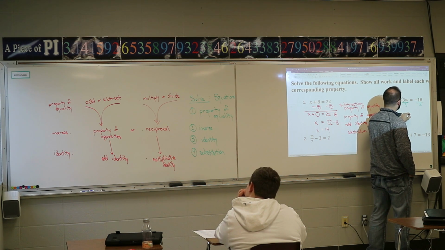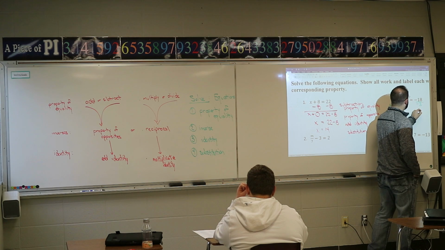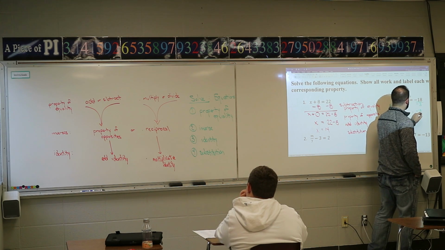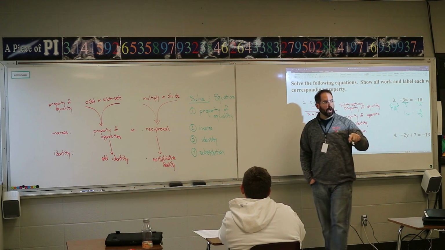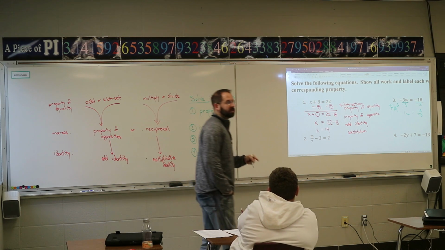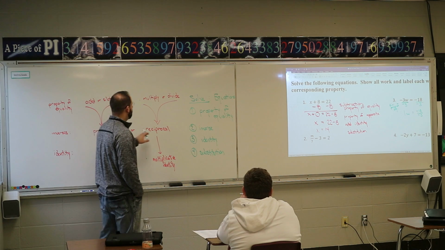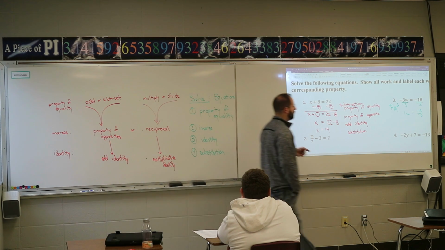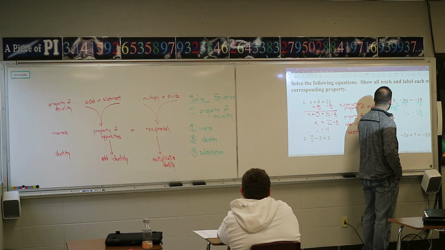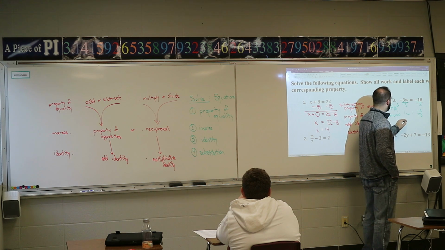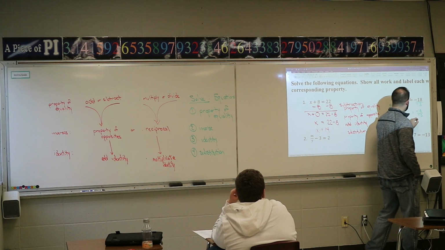Then you're going to get a 1 on this side, and that's why you're taking a different property name. Because to make 1, you know, -3 divided by 3 is 1, it's not zero. So you're not doing property of opposites. You have to do the reciprocal rule. That's when you divide and make 1. Reciprocal. Then when you multiply the 1, that's identity.